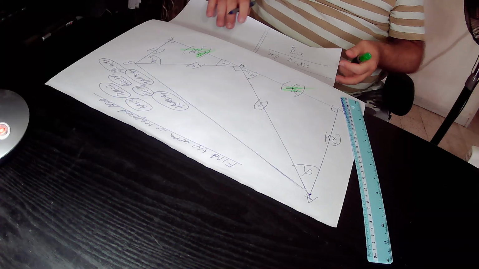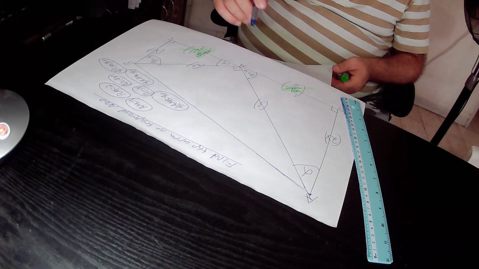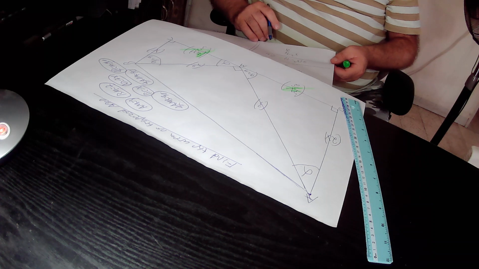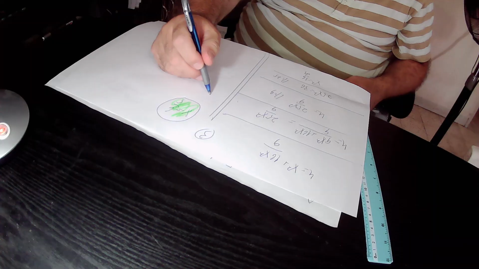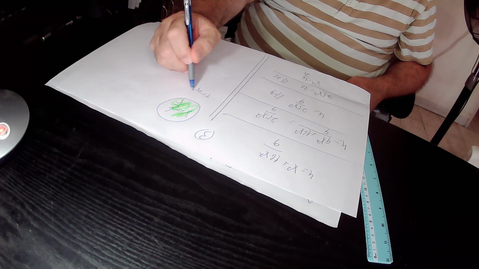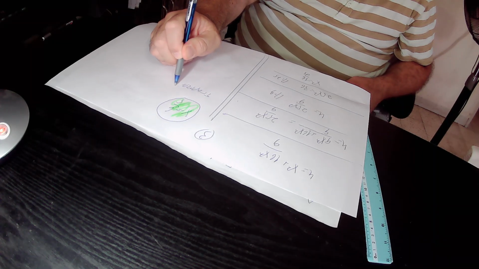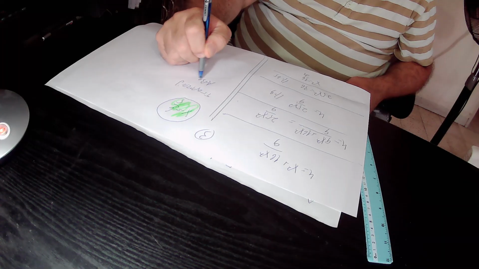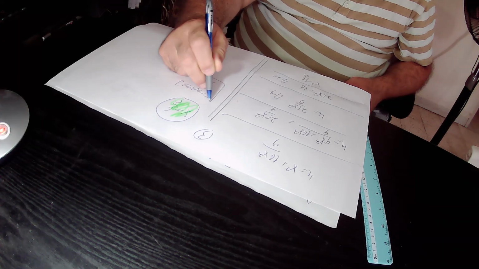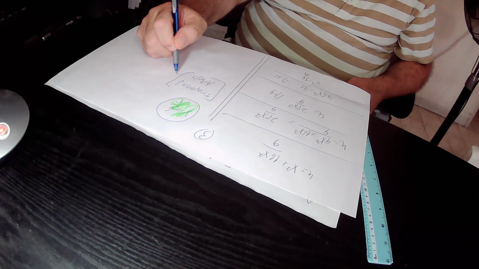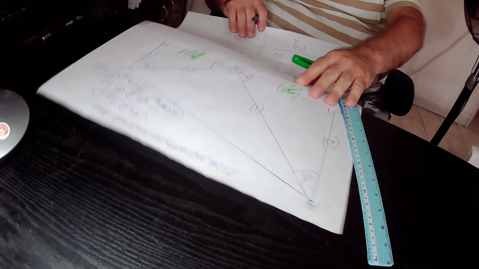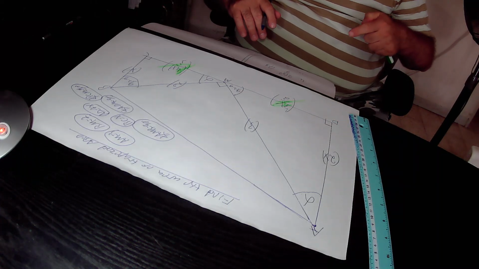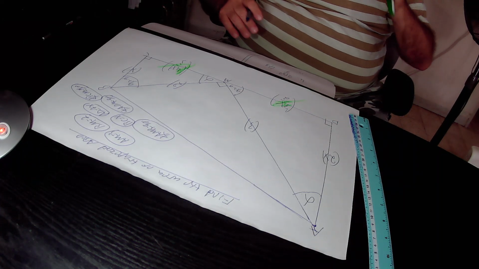Our mission is to find out the area of this trapezoid ABCD. So what is the area of trapezoid ABCD? Actually, according to the formula that I presented to you in the beginning of the lecture, the area of any trapezoid equals the sum of its two parallel bases times the height over 2.